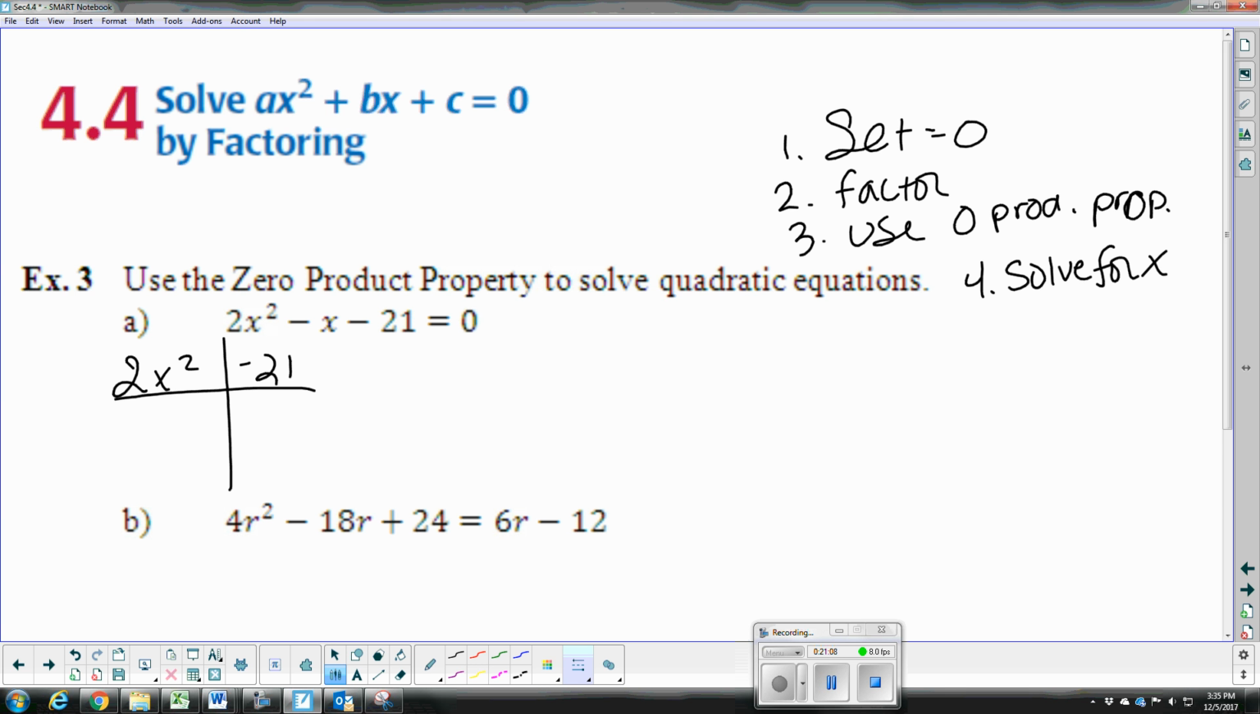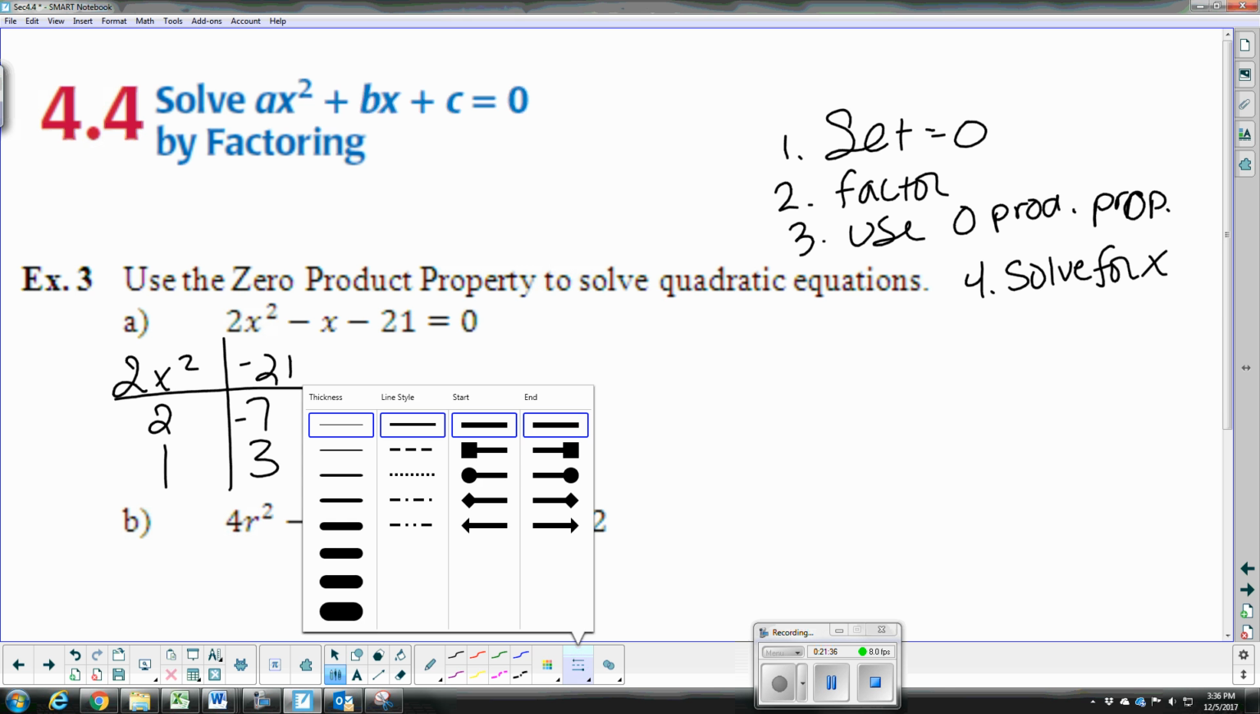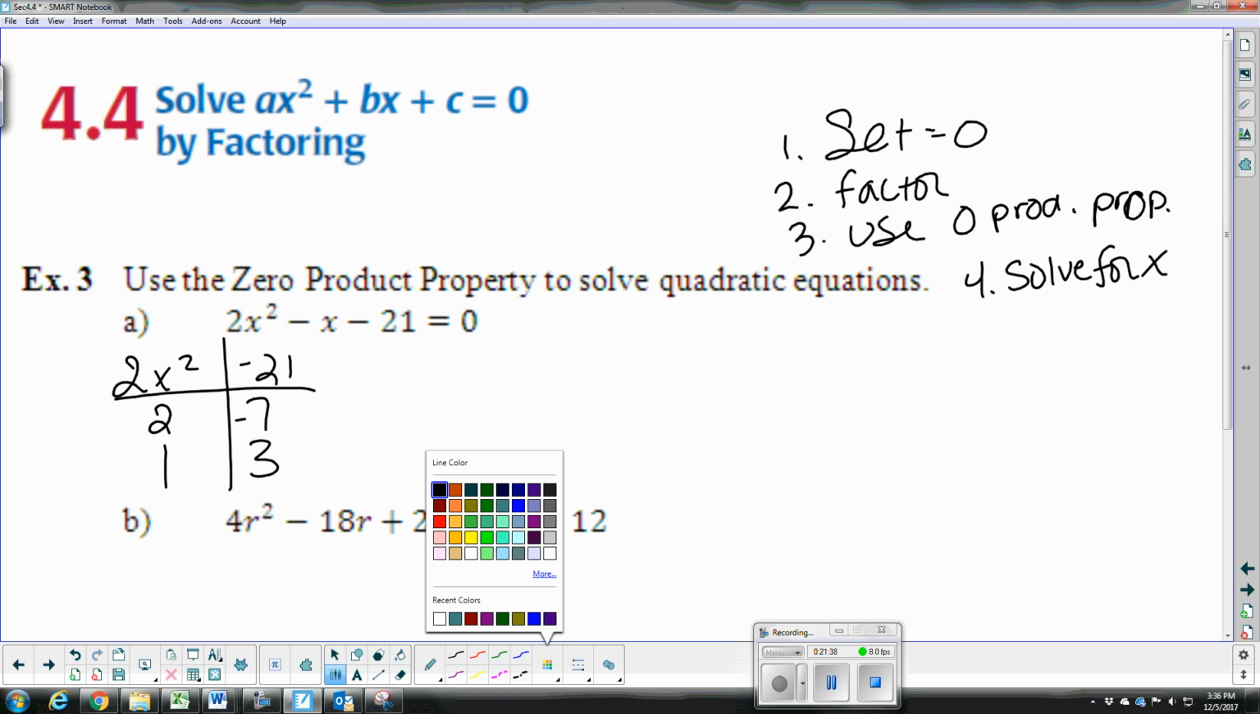So we want to find factors of 2, so I'll use 2 and 1, and factors of negative 21, so that when I multiply those together, they add up to negative x. So negative 21, I'll use, let's say, 3 and 7, and I want my bigger one to be negative, since my answer is negative. All right, so let's double check, does this work so far, with what we have?